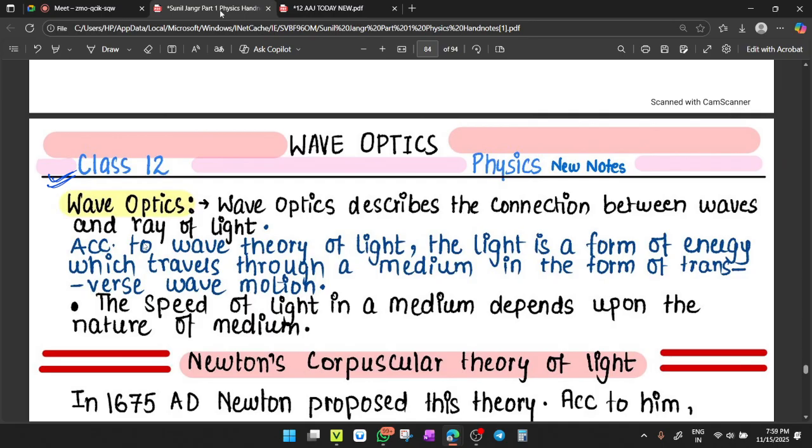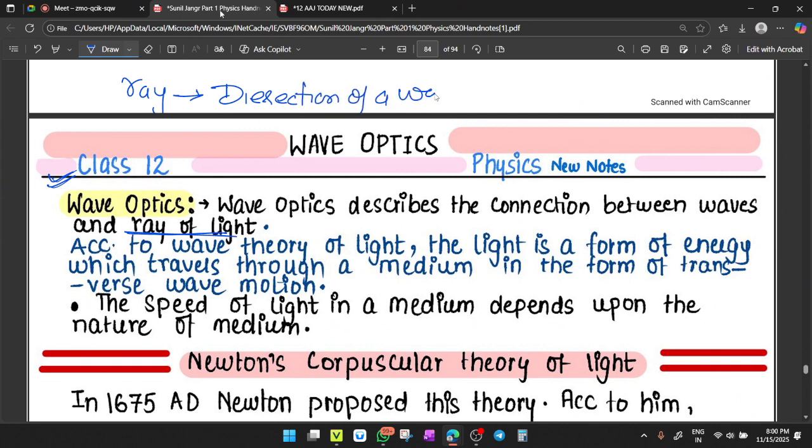Yes, so far we have studied only the ray of light. What is a ray of light? Ray is the direction of a wave. Direction of a wave. Clear or not clear? And wave means disturbance. The propagation of disturbance is called a wave. What is a wave? Propagation of disturbance, or it is called energy. This disturbance carries energy.